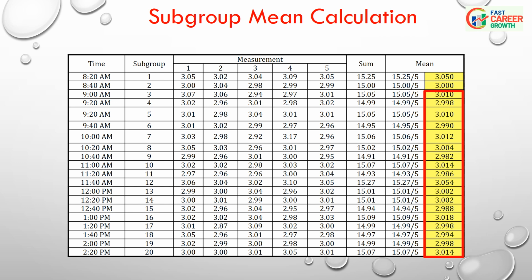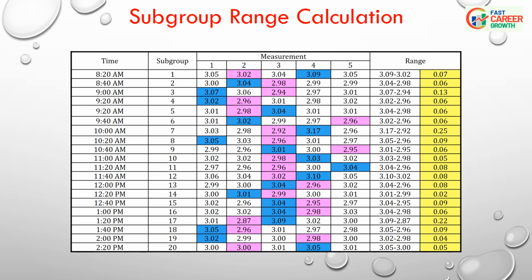Then calculate the subgroup range. For this, find the maximum value in a subgroup. Then find the minimum. Then calculate the range, meaning maximum minus minimum value. Likewise, calculate the range of each subgroup. Finally, you will find the mean and range of each subgroup.